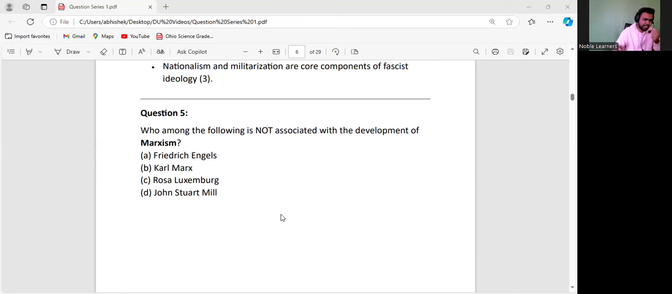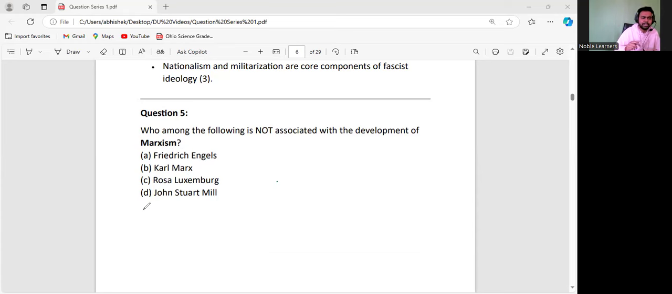Let us go to question number 5. Who among the following is not associated with the development of Marxism? That's a very simple question. Friedrich Engels, a friend of Karl Marx, was there in the development of Marxism. Obviously, Karl Marx was there. Rosa Luxemburg was also there. She also gave the concept of accumulation of capital. Another important thinker: John Stuart Mill.